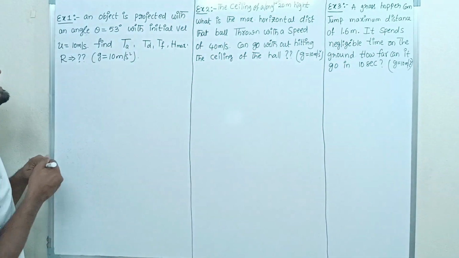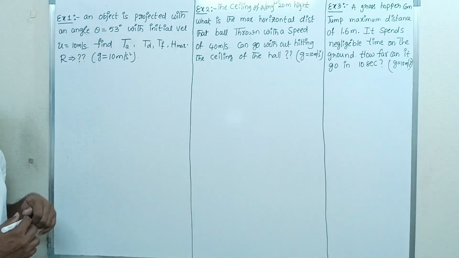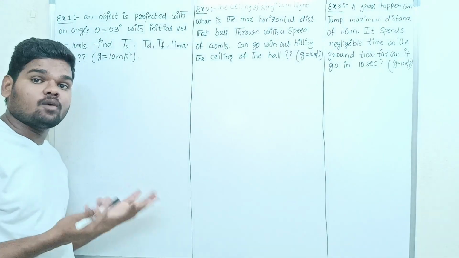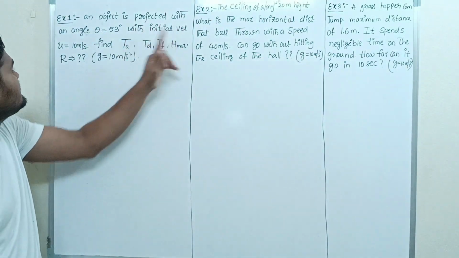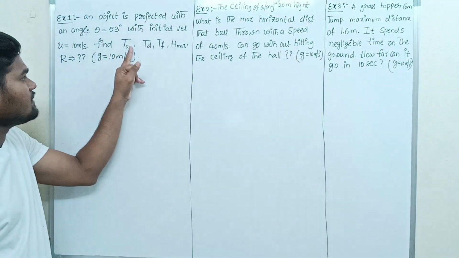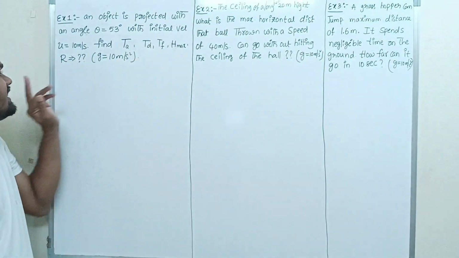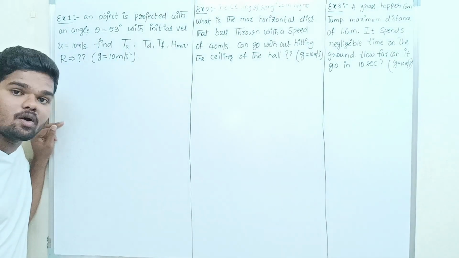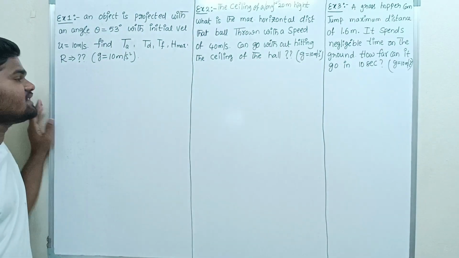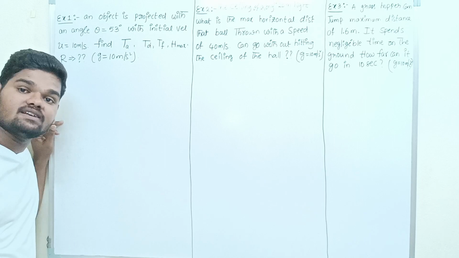So the first example, what they have given: an object is projected with an angle theta equal to 53. Angle of projection given is how much? 53 degrees, with initial velocity u equal to 10 meter per second. Then find the time of ascent, time of descent, time of flight, H maximum, and R, the range, is equal to how much. They have given g is equal to 10 meter per second square, acceleration due to gravity.